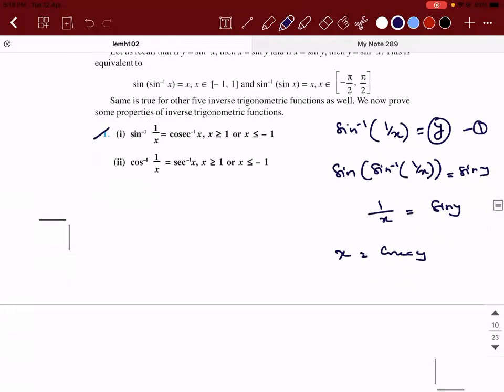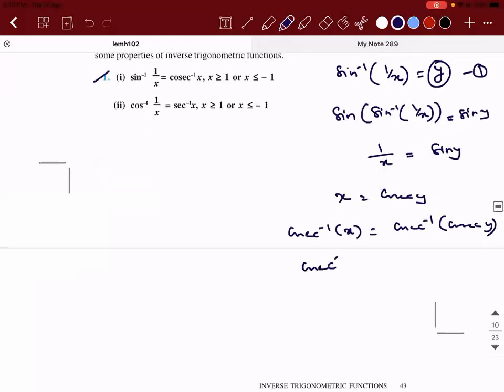Now I want y on the right hand side. So what should I consider on both sides? I consider cosecant inverse on both sides. Then the left hand side is cosecant inverse x, which is equal to cosecant inverse of cosecant y, which is y. Let me call this 2. So the first one is telling me y is equal to sine inverse 1 by x. The second equation is telling me y is equal to cosecant inverse x. Since the right hand sides are equal, can I say the left hand sides are equal? Accept. This is how you prove it. So please make a note of it.